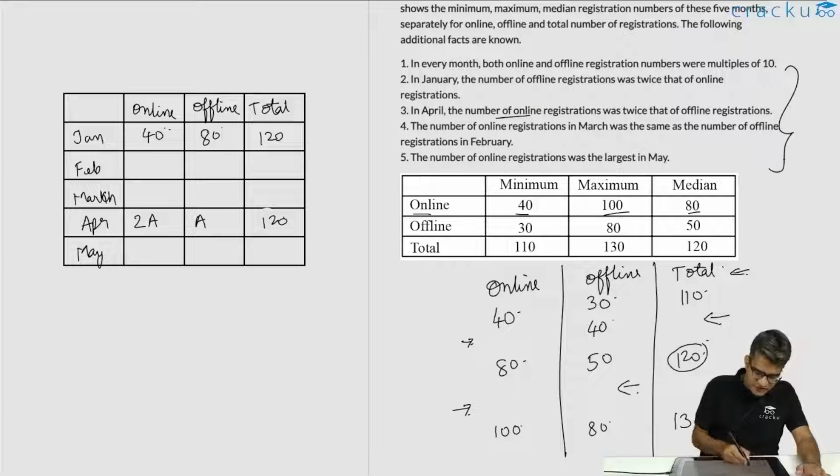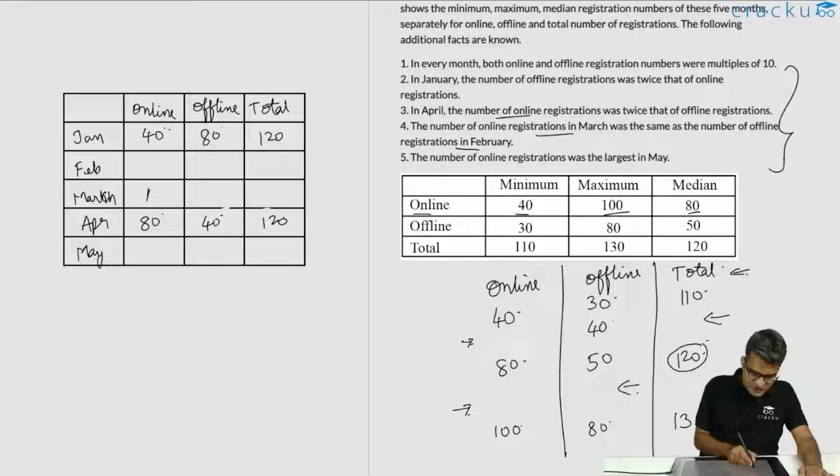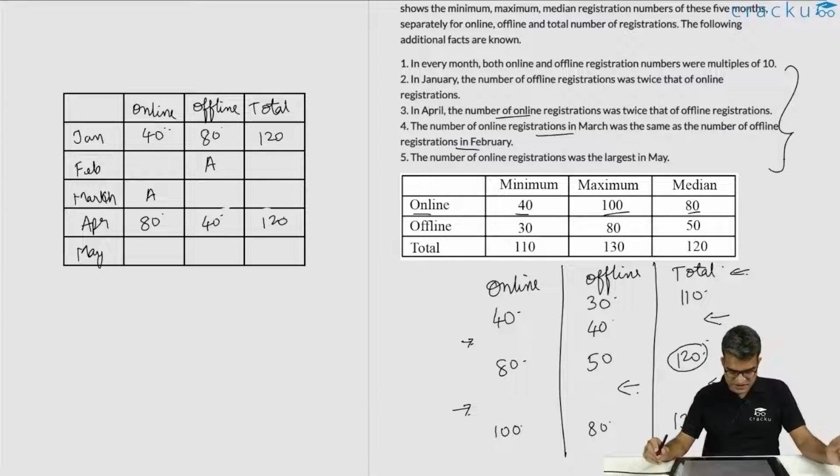So this will be 40 and this will be 80. What else do we know? The number of online registrations in March was the same as the number of offline registrations in February. So if you assume this to be A, this also is A. The number of online registrations in March is equal to the number of offline registrations in February.